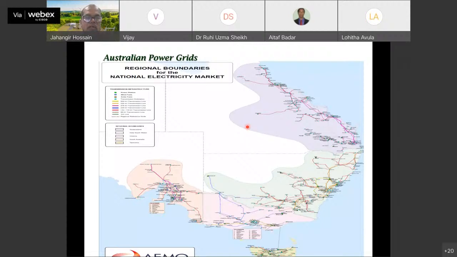And it has different voltage levels. I think the maximum in Australia is 500 kV, but in many countries like China, they have even more than 1000 kV transmission lines.